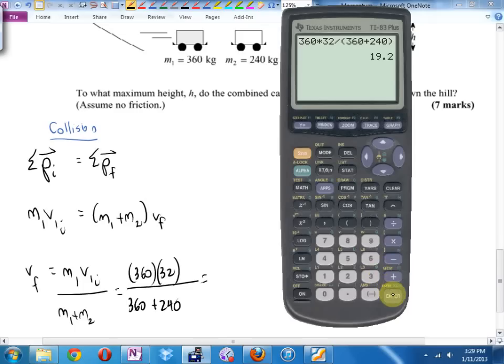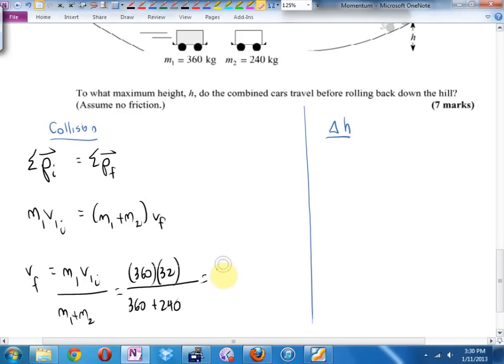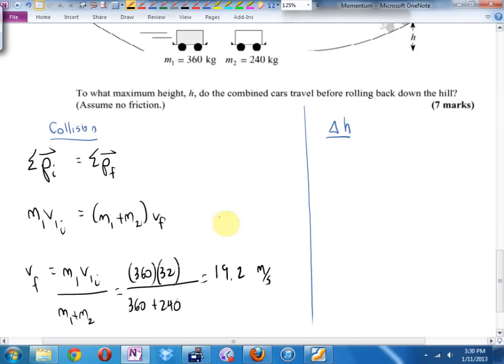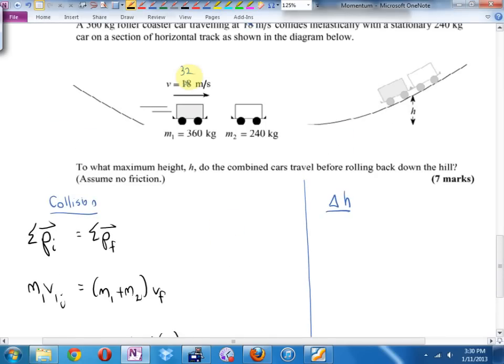They're going to move off at, that worked out fairly nicely, 19.2 meters per second. Am I wrong? I think I'm right. It looks good. Okay.